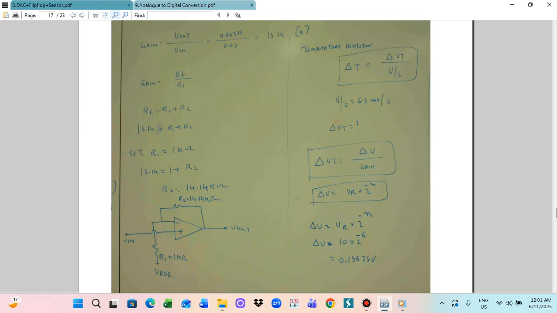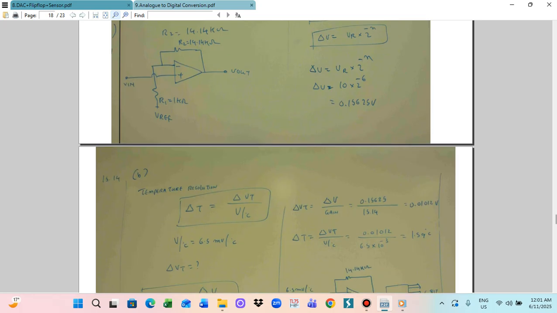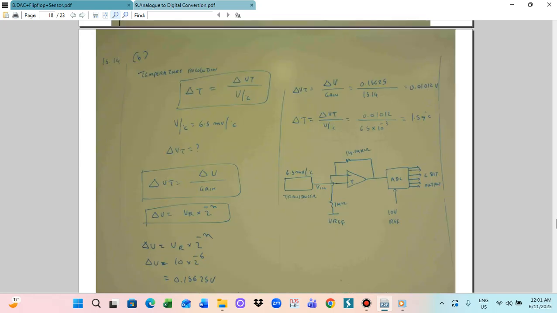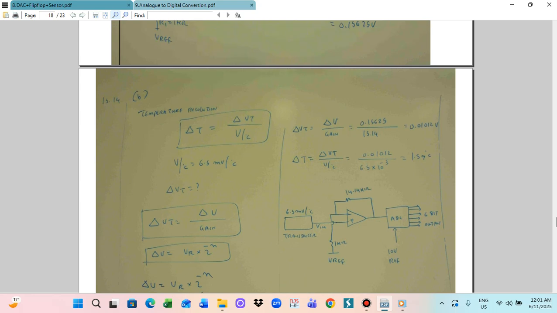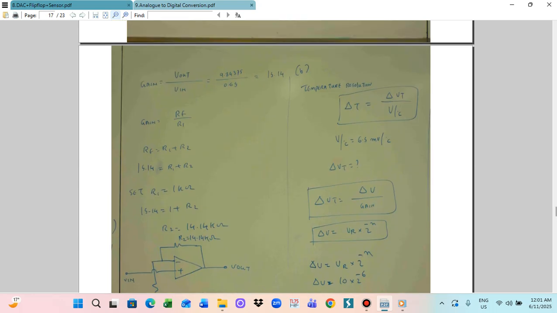The input is the analog signal, the analog signal is coming out, so we use this as a sensor. So this is the typical construction. Okay, so this is how we calculate the gain. This is the first part.